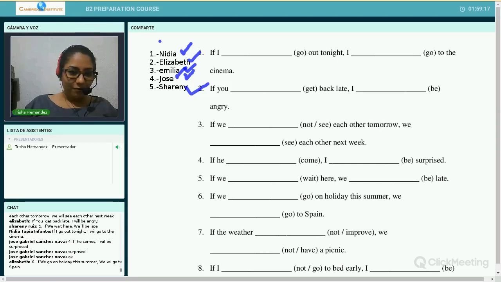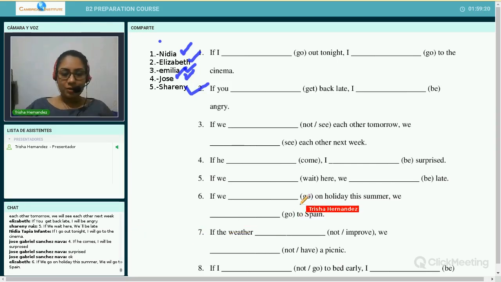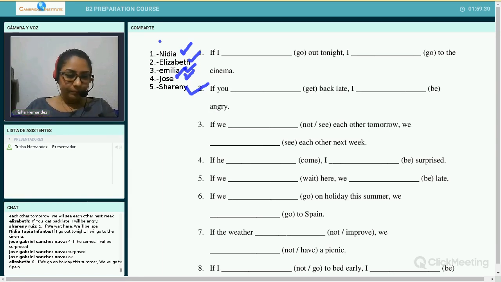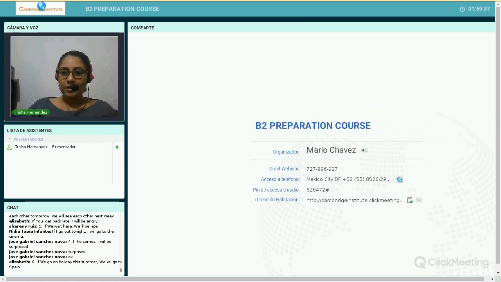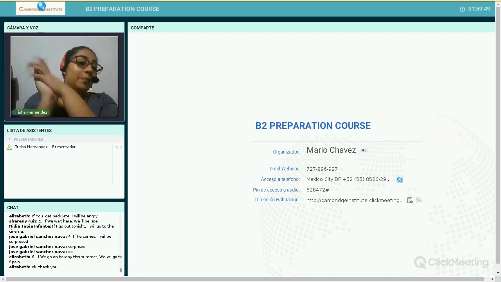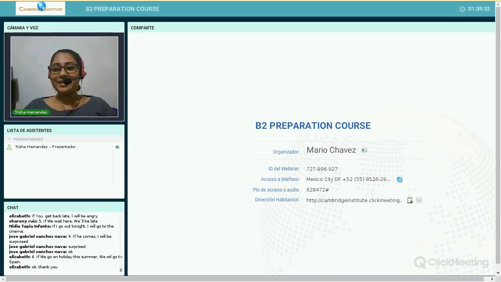Elizabeth, number six. If we go on holiday this summer, we will go to Spain. Okay, very good. Now, the class for today is over. We're going to continue the next class. I'm going to send you an exercise for first conditional, and first and zero conditional. I'm going to send you an exercise for homework. I promise that I'm going to send it today.